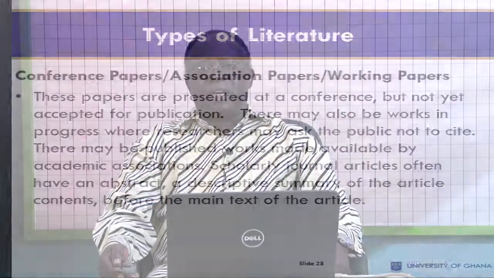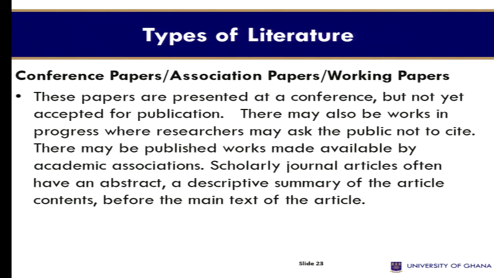You may also look at conference papers, association papers, and working papers. These are presented at conferences but not yet accepted for publication. So we say here that they have not been peer reviewed. They have not been subjected to any scrutiny. So if you want to use any information from them, you must use it advisedly. So do conference presentations.